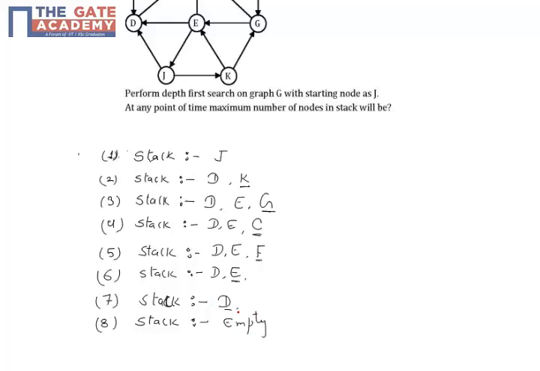So according to this depth first search, the maximum number of nodes in my stack at any point is at steps number 3, 4, 5, and this is equal to 3. So my answer should be 3.